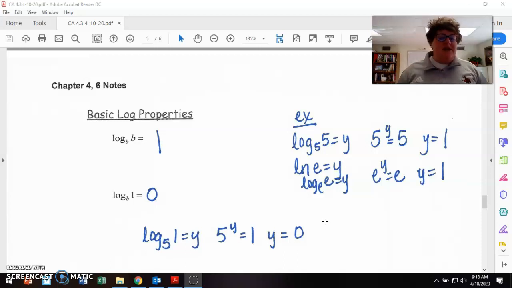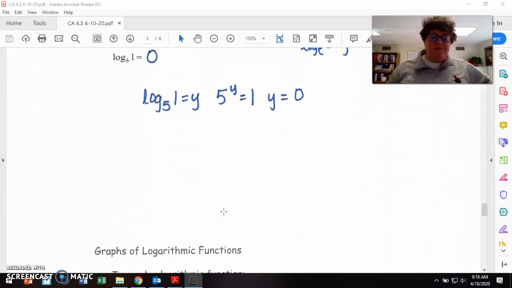The next one is if you're taking the log of 1. If you're taking the log of 1, it's going to be 0 because b to the 0 is always going to be 1. Okay, anything to the 0 power is equivalent to 1. So a couple of shortcuts there if you see those.